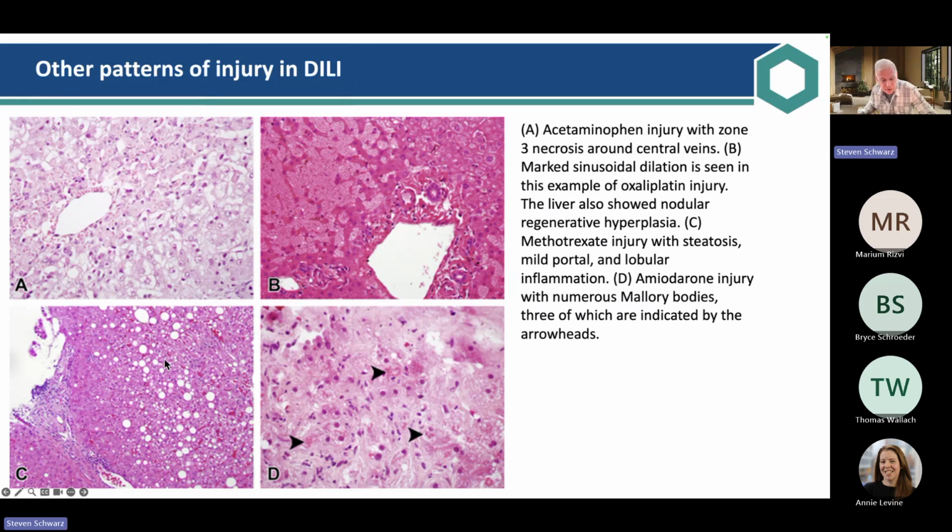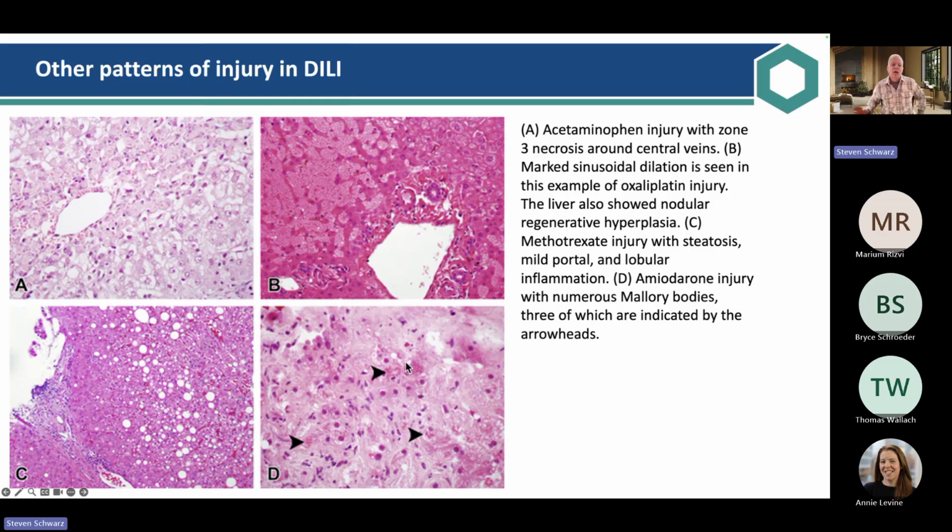Methotrexate is prominent for showing steatosis. So here's the obvious steatosis of methotrexate. This is amiodarone showing Mallory bodies. Mallory bodies being the collection of eosinophilic material in a dying cell. And you can see what the Mallory bodies look like.